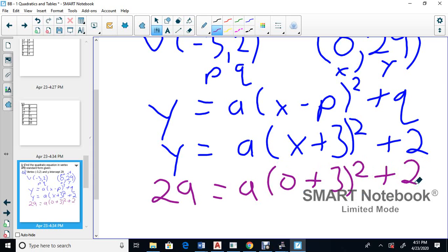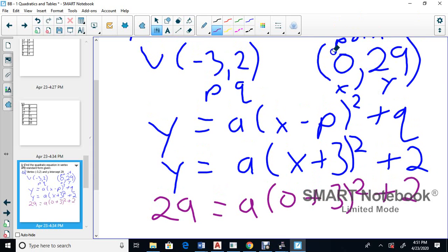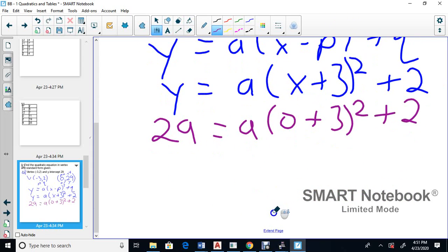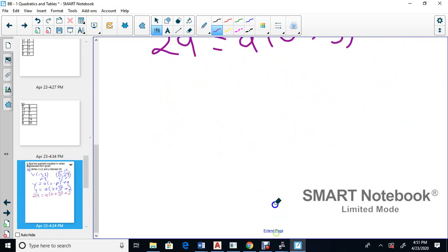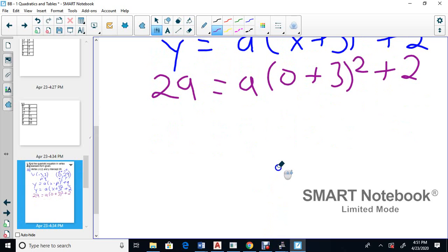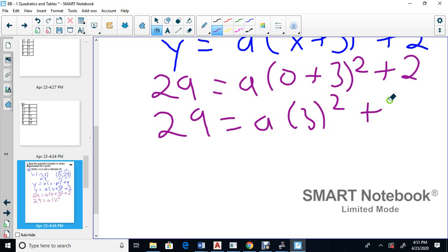Okay, so again, over here I got the point. I got x is 0, y is 29, and I subbed it in. I know I'm going to need a lot more room here. Now we have to solve for A. That's all that's unknown. We got 29. Let's see what I would do. I do the bracket first. 0 plus 3 is just 3. So 29 equals A times 3 squared plus 2.